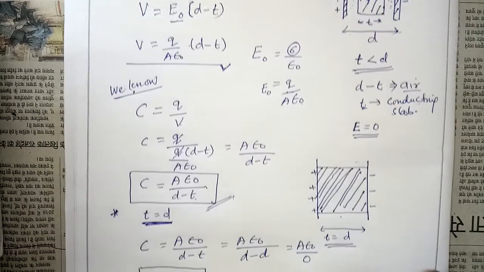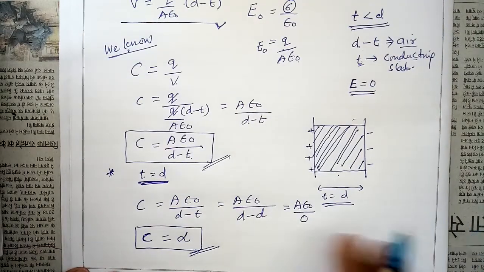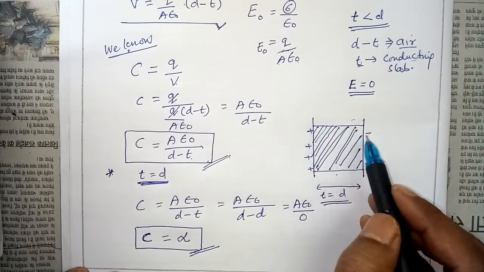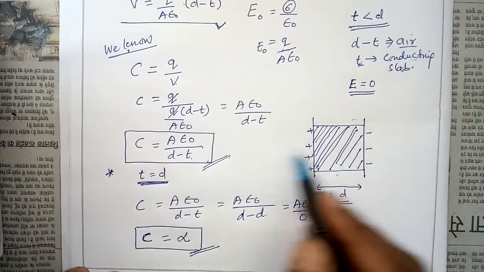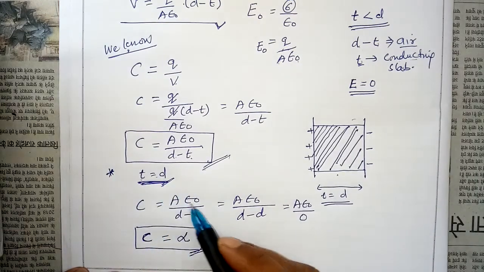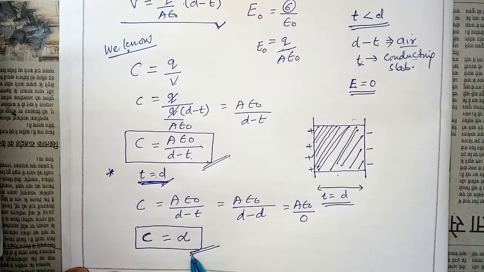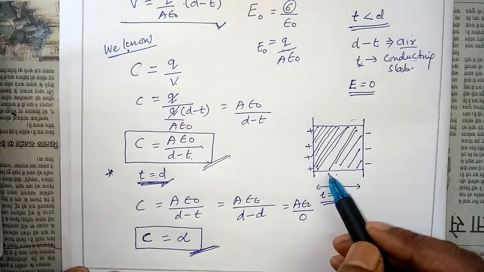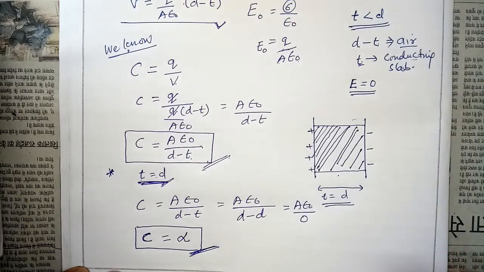So let's think about what happens when the whole of the space between the plates of the capacitor is filled with a conducting slab, that is, mathematically T equal to D. Substituting T equal to D in the above expression, we get the capacitance of the capacitor to be infinity, that is, the capacitor has the ability to store an infinite amount of charge when the space between the plates is filled with a conducting slab. Hope you have understood the topic. Thank you.